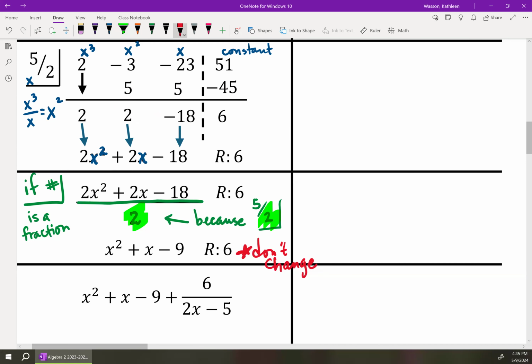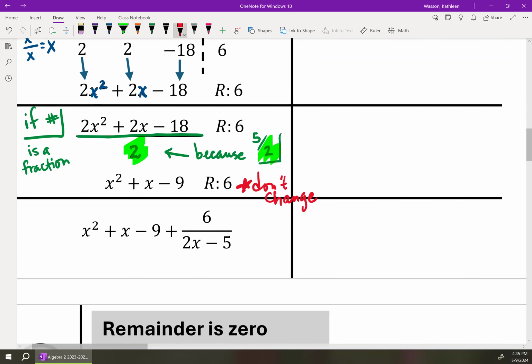All right, here's my final answer. I have x squared plus x minus 9, and then I put plus 6 because this is a positive 6. And I write 6 over what I divided by. So I have remainder over divisor, which is the binomial that I started with.